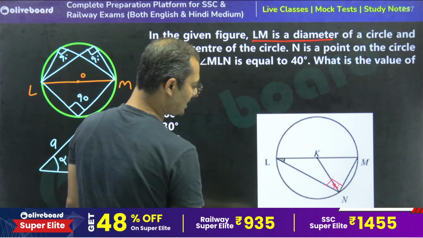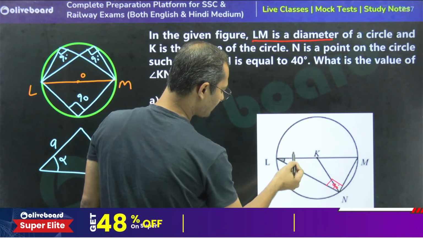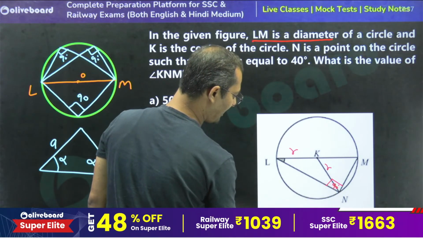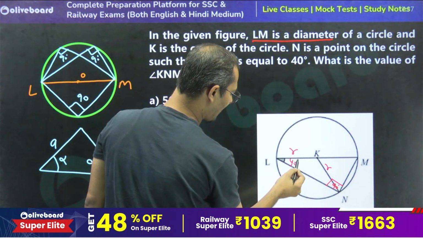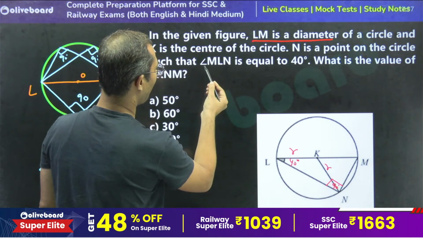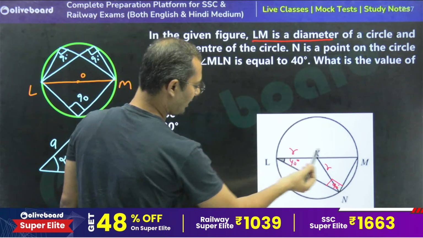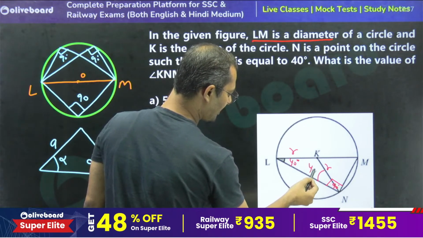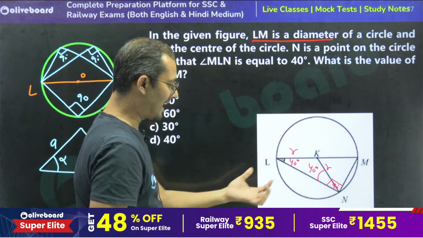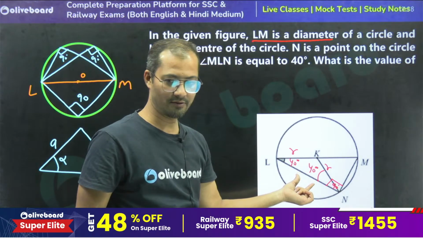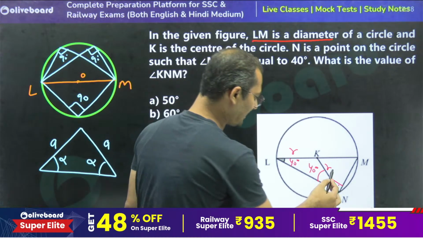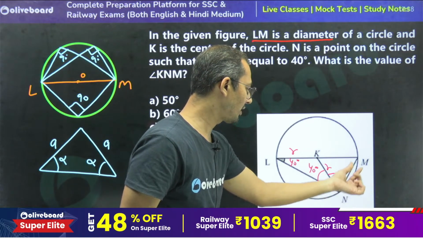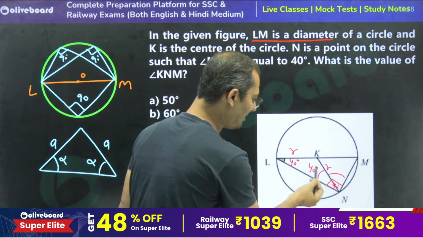See, KL is a radius and KN is also a radius. If both are radii, and this angle MLN is 40 degrees, then we can say that this angle is also 40 degrees, because sides are equal, so their opposite angles will be equal. So what is the measurement of the remaining angle KNM or MNK? It is 90 minus 40.